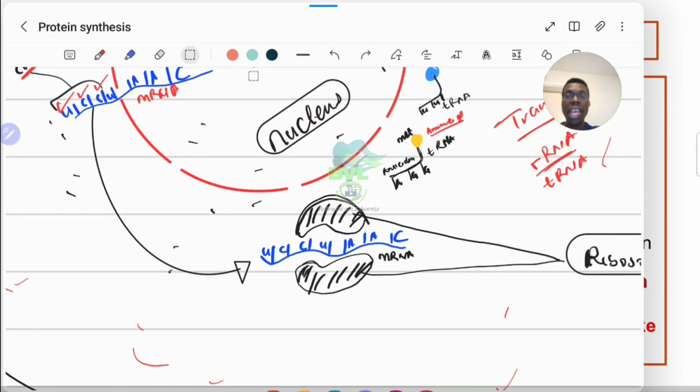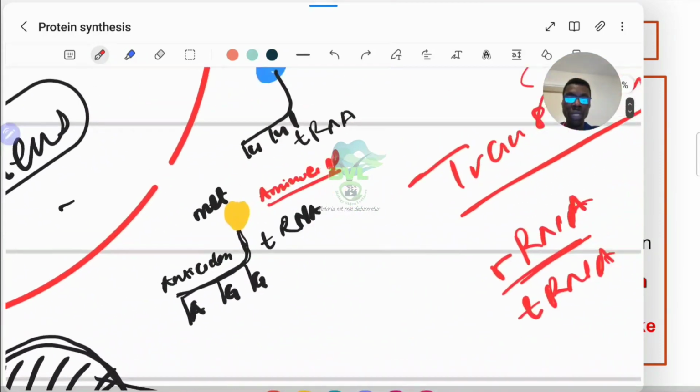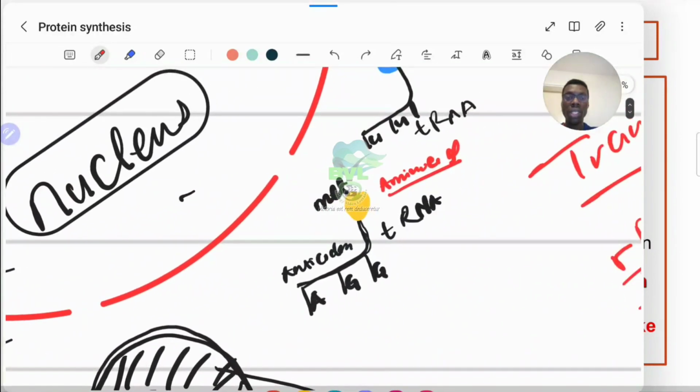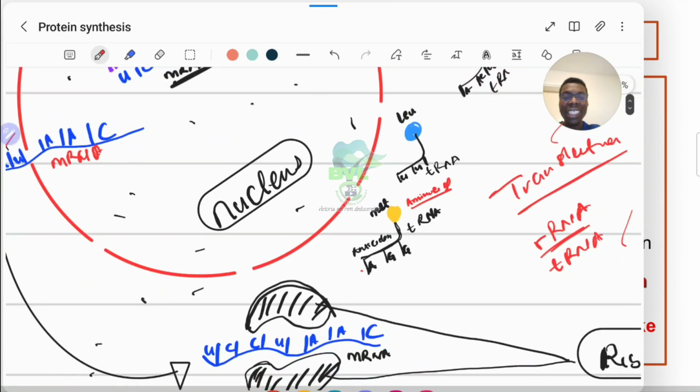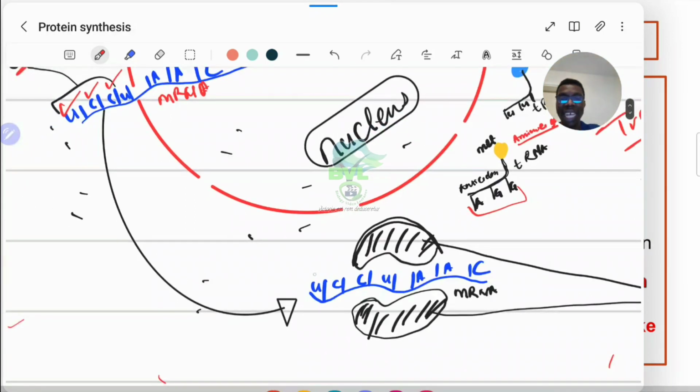This 3 base pair on tRNA has a name. It is called anticodon. So 3 base pair on tRNA is called anticodon, and 3 base pair on mRNA is called codon. Don't forget that. It is the anticodon that interprets the codons on the mRNA.